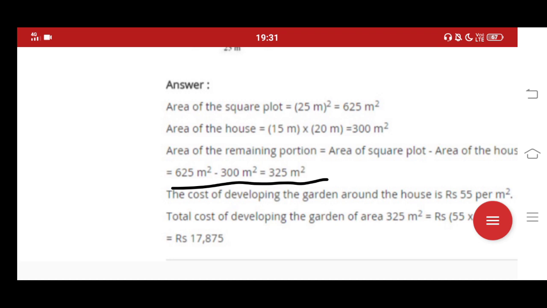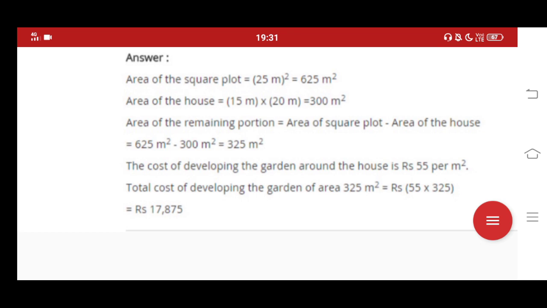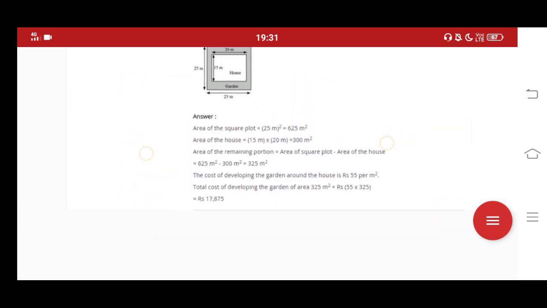Now after getting the area, we know the cost per meter square is 55. So what is the cost for 325? 55 multiplied by 325 gives 17,875, the total cost for developing a garden. So this is how we have completed our question number 2.